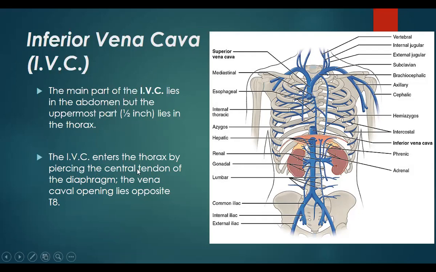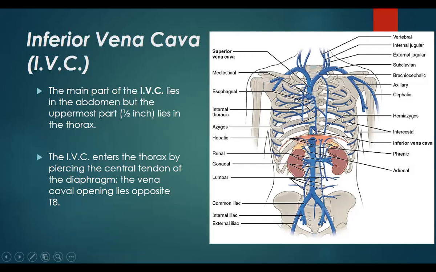The inferior vena cava enters the thorax by piercing the central tendon of the diaphragm. If you see here, here is the diaphragm, which separates the thoracic region from the abdomen. So it pierces the diaphragm. The vena cava opening lies opposite the T8 level. Even though the thoracic region ends at the 12th thoracic vertebra, the dome of the diaphragm will be much higher, and this piercing will be at the higher point of the diaphragm, that is at the T8 level.